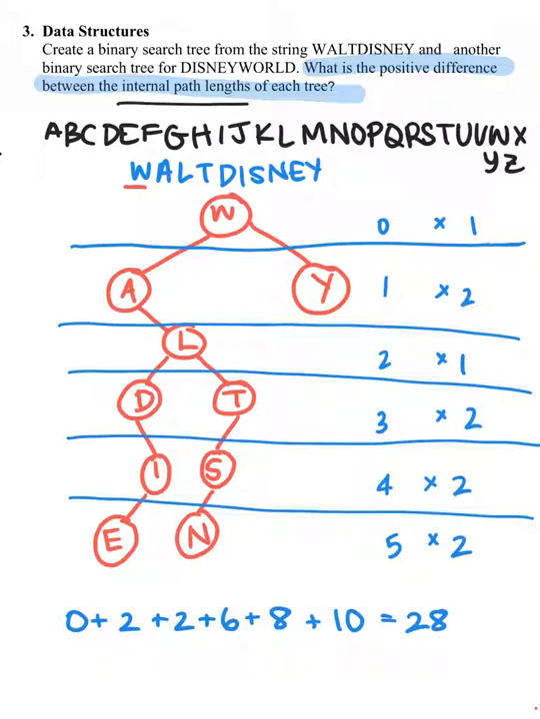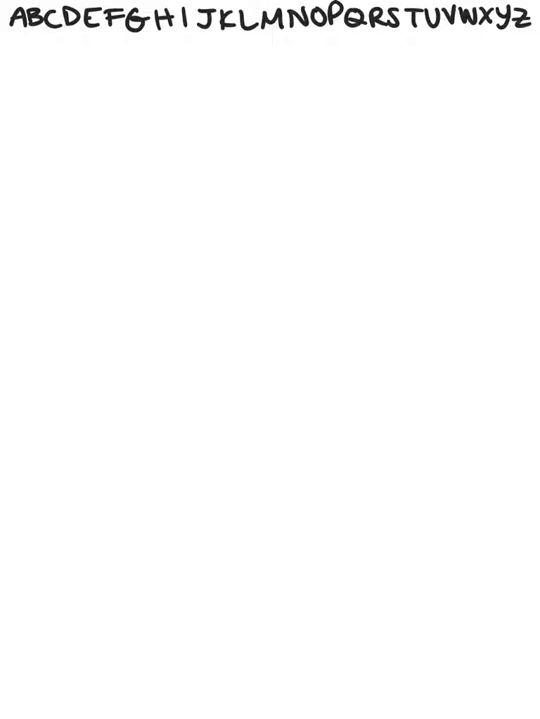Now we're going to go on and make the binary search tree for the string Disney World, and then we're going to find the positive difference between the two internal path lengths. So I'm going to go to the next screen so we have room to make our tree. Again, I always start with the alphabet so it's easier to compare the characters in each string. So we're looking for the binary search tree for Disney World, which always starts with the first character of the string, so that's a D.